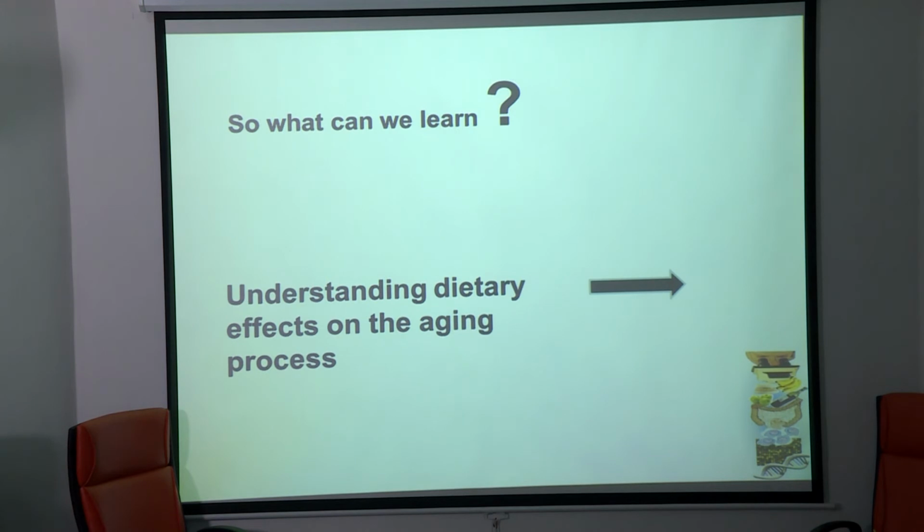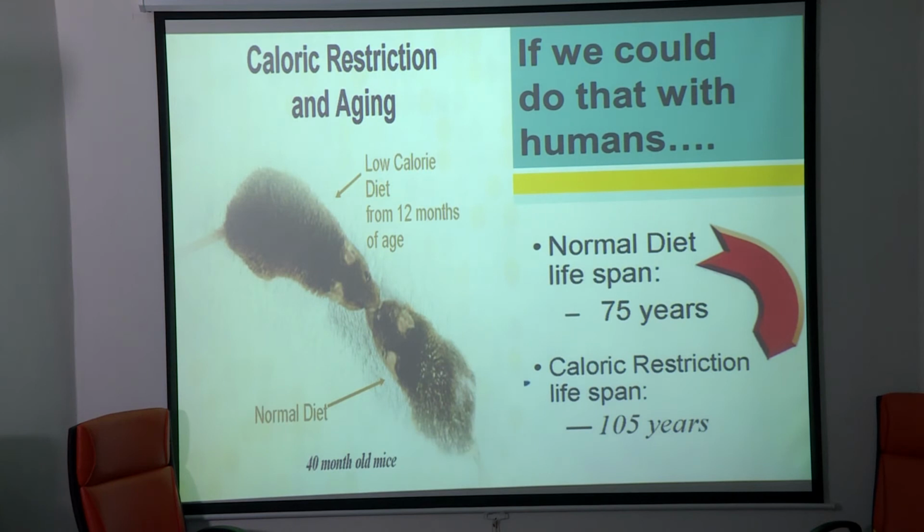So what can we learn from nutrigenomics? One important thing which we can learn is the dietary effect on the aging process. It's very important, and the study was a good indication of the fact that by calorie restriction we can slow down aging. Eat less, live more, that kind. So this has been done in the mice, and by doing so our normal lifespan of 75 can be increased to 105 with quality. You're not saying just extending our life, but with quality.